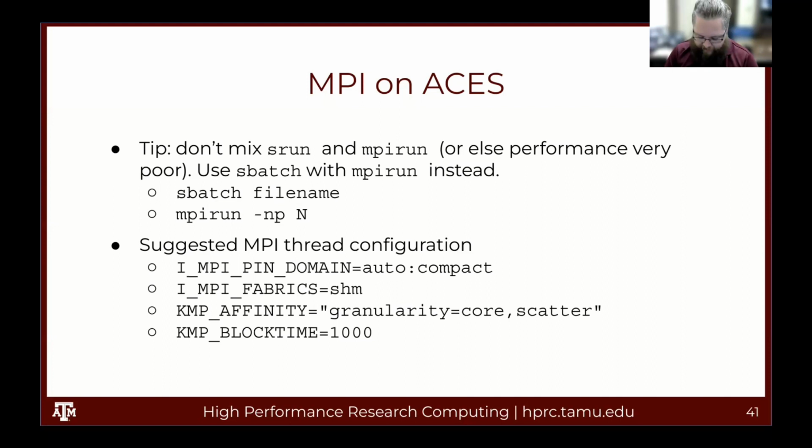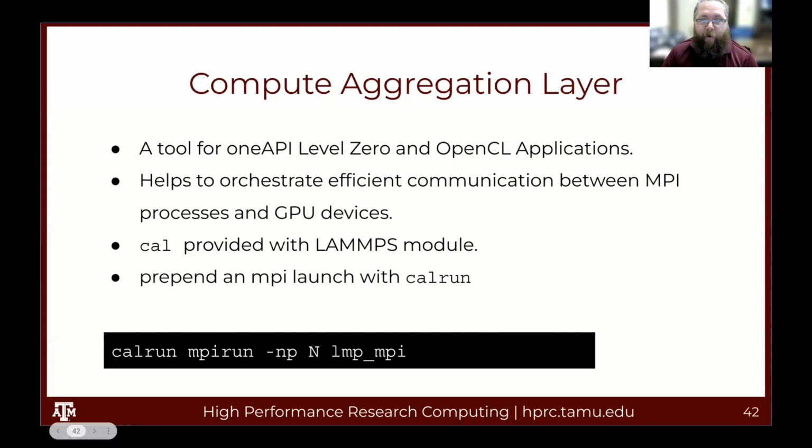For the MPI thread configuration, we have here some suggested variables. I don't know what all of these do because I'm not actually an MPI expert. I got these from our Intel representative who suggested these. So we're going to try them for this demo. It is not known to me if there is a better combination for your specific use case.